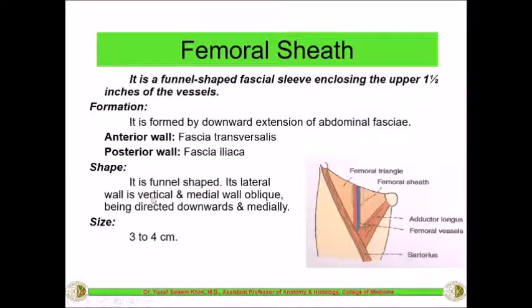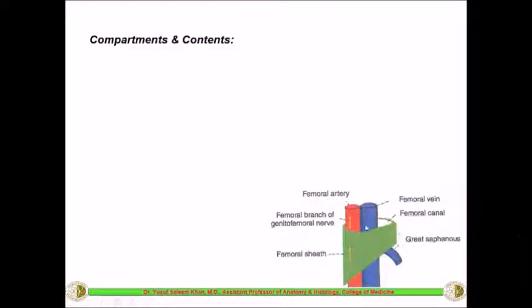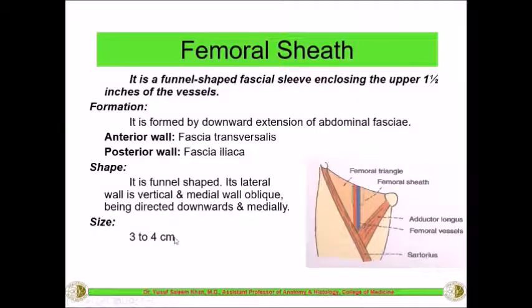Its lateral wall is vertical and medial wall is oblique. If you see the next picture here, this is how it looks like. So here are the structures inside that, and these structures are covered by this fascial sleeve. So this is the lateral wall, which is vertical, and the medial wall is almost oblique. So this is what is mentioned here. Its lateral wall is vertical and the medial wall is oblique. So that's why it looks like a funnel. It is funnel shape, and it is directed downwards as well as medially.